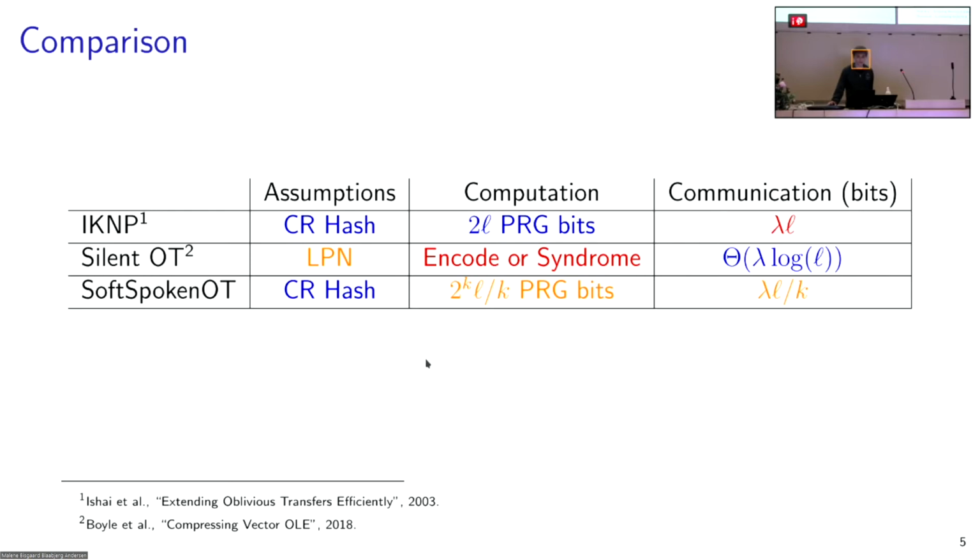So SoftSpokenOT attempts to bridge the gap. It's structurally similar to IKNP, but it exposes a communication-computation trade-off. For any trade-off parameter k, SoftSpokenOT can improve IKNP's communication cost by a factor of k. Unfortunately, this comes at the cost of using 2^k divided by 2k times the computation. However, since generating bits from a PRG is quite fast, especially using hardware implementations of AES, this trade-off is beneficial when k is not too big.